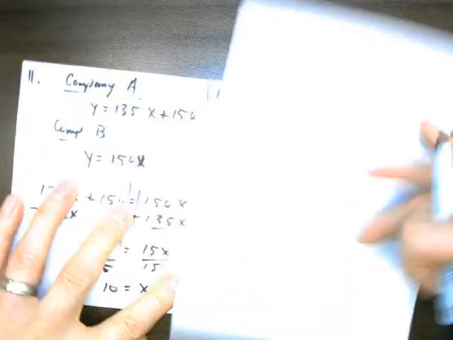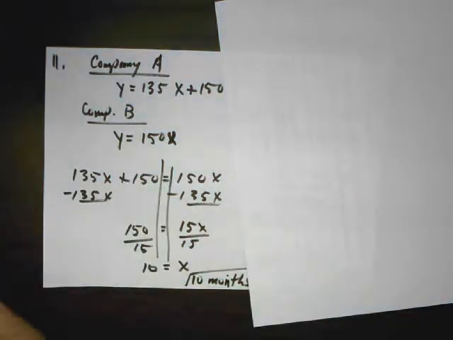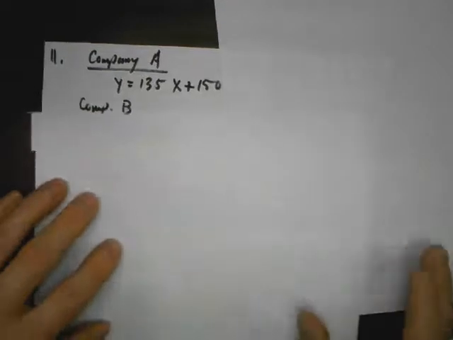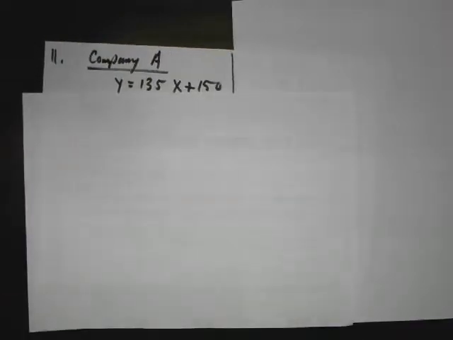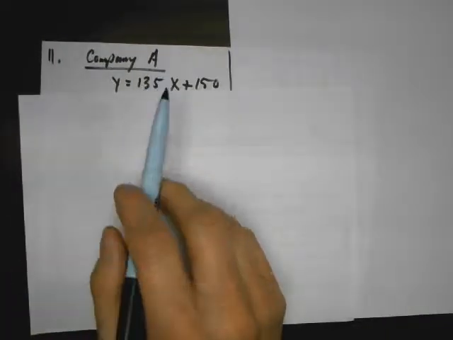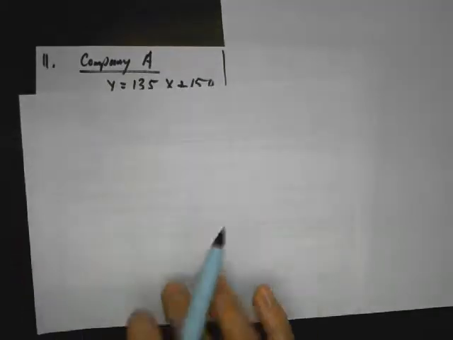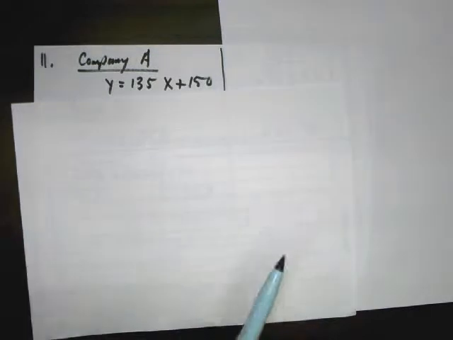Alright, so now we're on problem number 11. Problem number 11 says they give you two cell phone companies. And they tell you that cell phone company A charges $135 per month. That's the slope that goes next to x, plus 150 initiation. That's a one-time deal. That's our y-intercept.